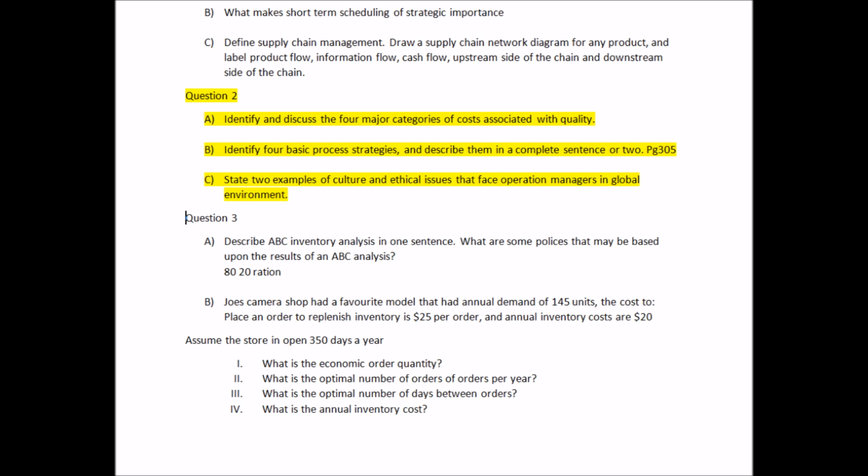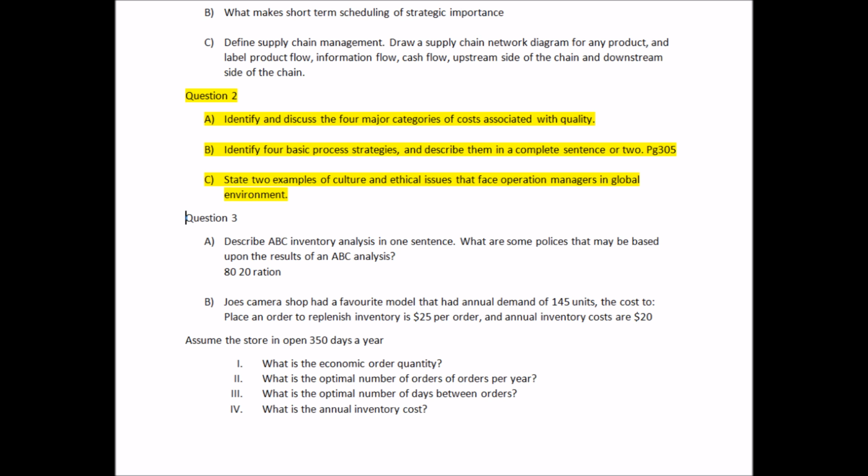Question 2. Question 2, identify and discuss the 4 major categories of cost associated with quality. So page 246. Is it like just external failure, internal failure, and all that? That's it, yep.